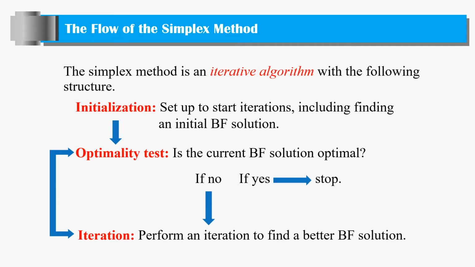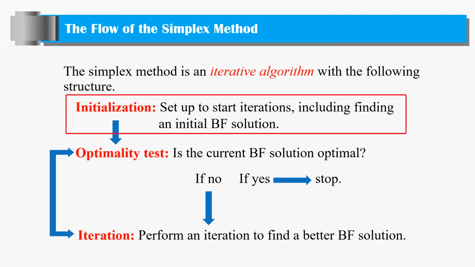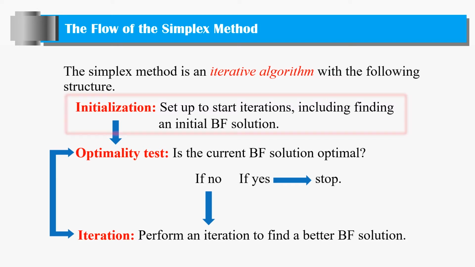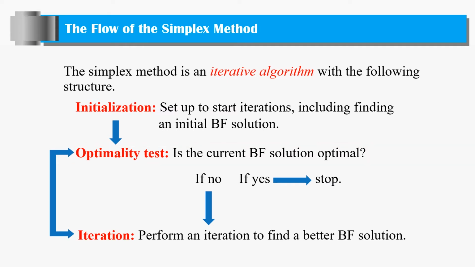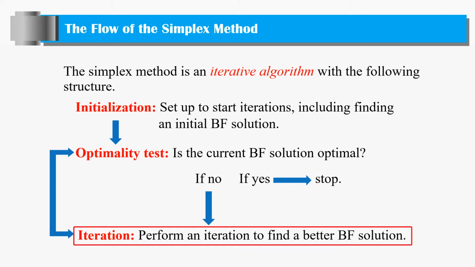With the idea of the BF solutions, we can actually interpret the simplex method as an iterative algorithm with the following structure. First, we start the initialization by finding an initial BF solution. Next, with this initial BF solution, we do the optimality test. If the current BF solution is optimal during our optimality test, then the simplex method terminates, and we find our optimal solution. If it doesn't pass the optimality test, we do the iteration and find a better BF solution, and then again do the optimality test until we find an optimal one.